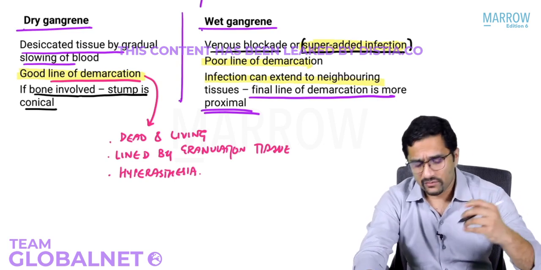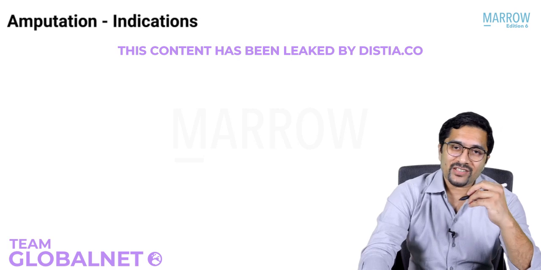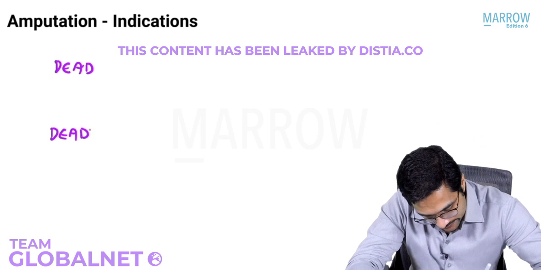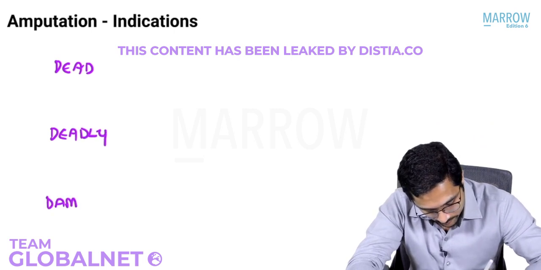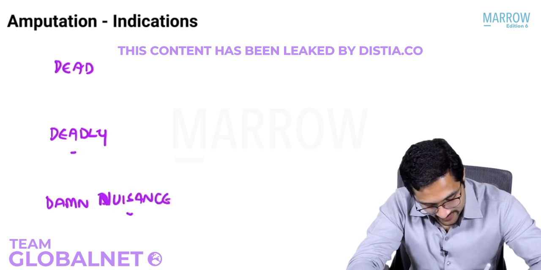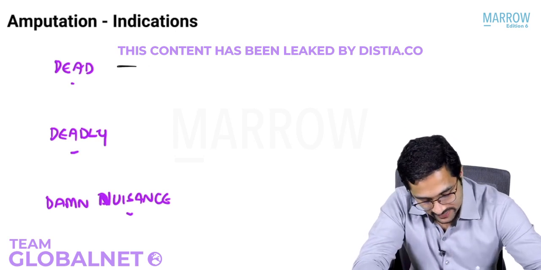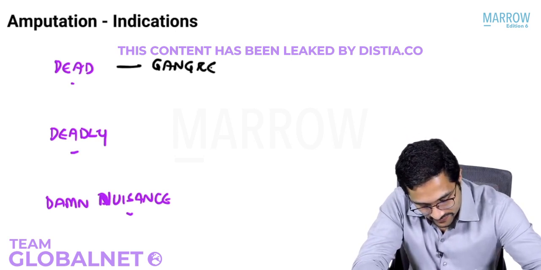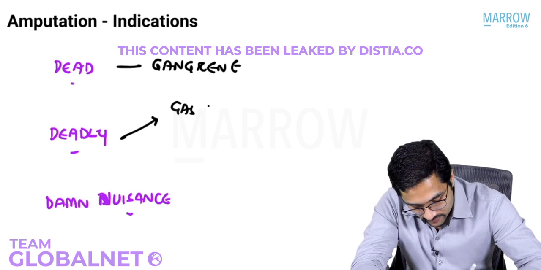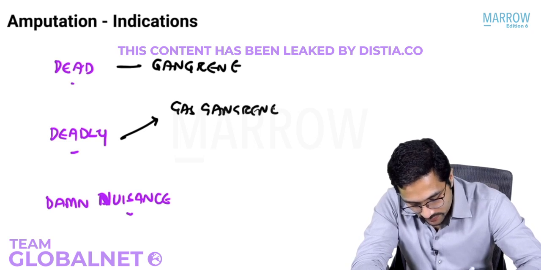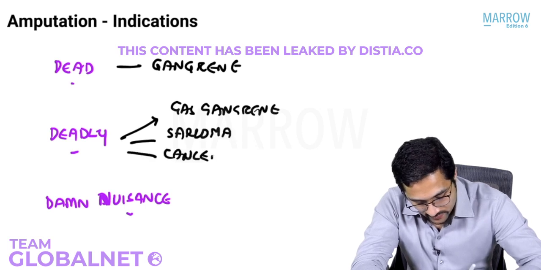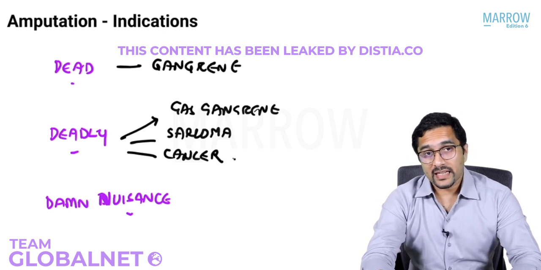Now, when there is gangrene, we have to carry out amputation. And the indications of amputation, you can remember them as dead, deadly, and damn nuisance. That's how we were taught in college. Dead means there is gangrene. Deadly means if there is gas gangrene, which can spread to the rest of the body as well. If there is a sarcoma or cancer involving the limb, that is a deadly limb.